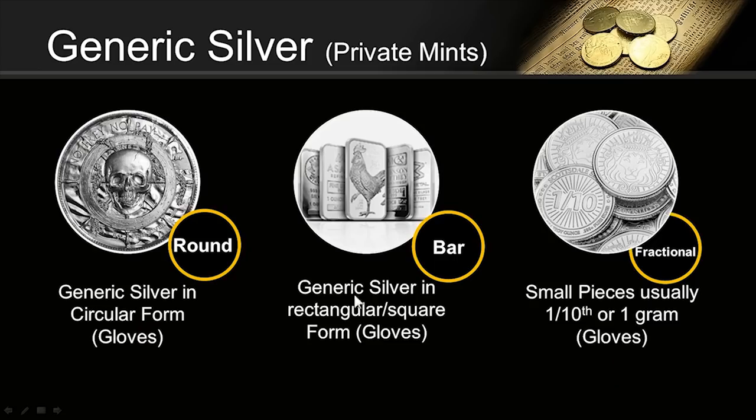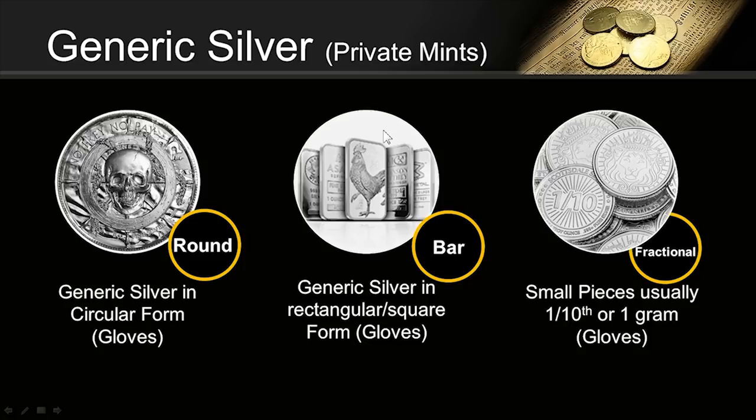So we've talked about spot or melt. We've talked about premiums. Now we've got to talk about the different types of silver. And this is actually a really common silver stacking strategy: generic silver. Generic silver is made by private mints, and it comes in a few different forms.